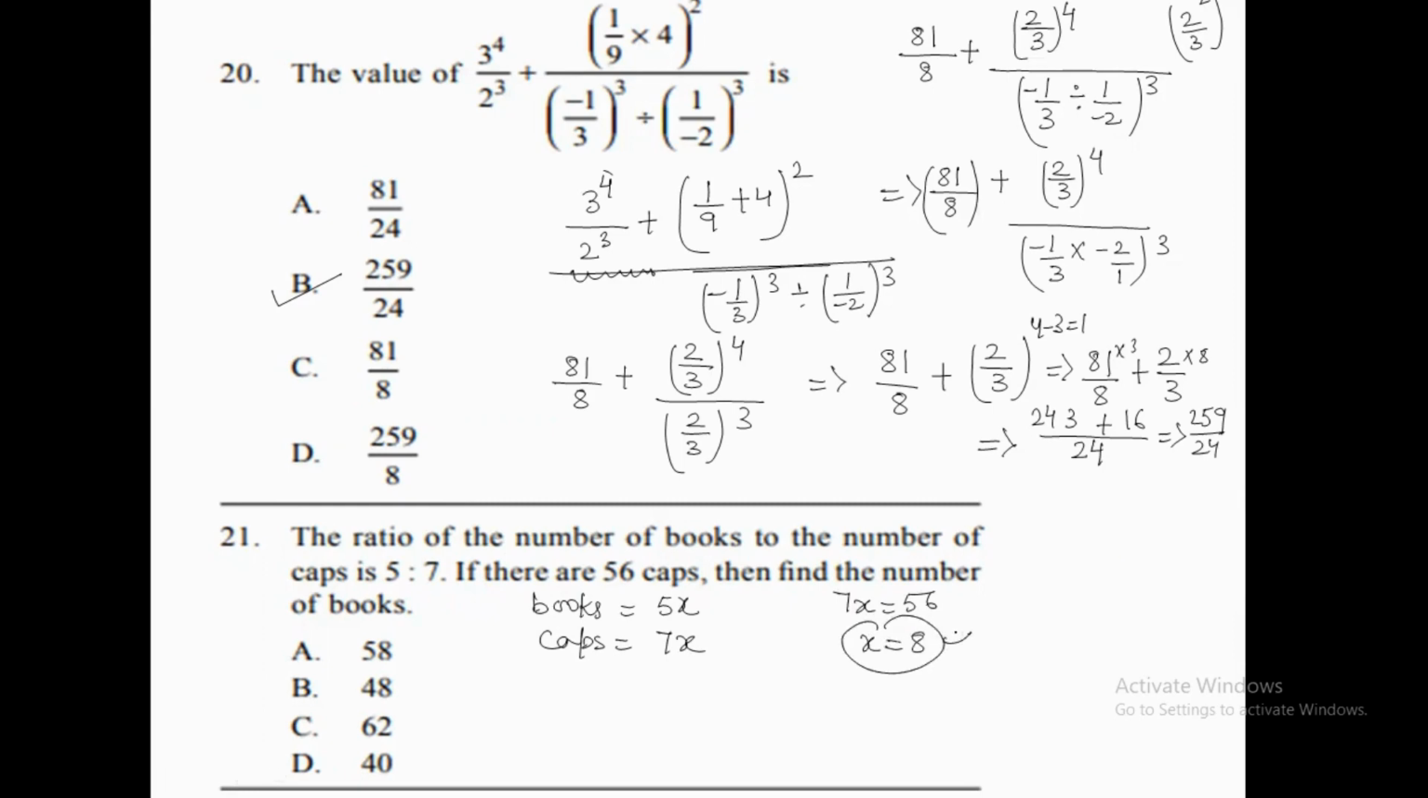The value of x is 8. So the number of books will be 5 multiplied by 8, which is equal to 40. So that will be option number D.